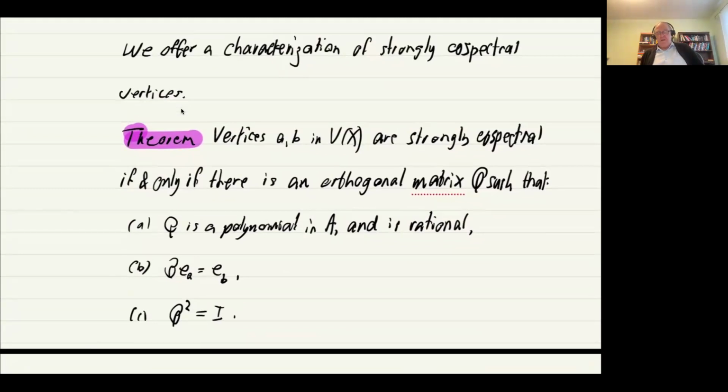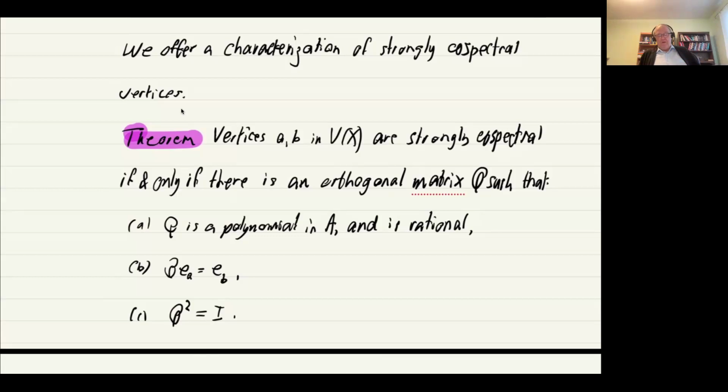What I want to offer next is a characterization of when two vertices are strongly cospectral. This is an example where we're going to construct something. We've got two vertices A and B that are strongly cospectral. We're going to construct an orthogonal mapping, which is trying as hard as it can to be a permutation matrix, but not quite making it.